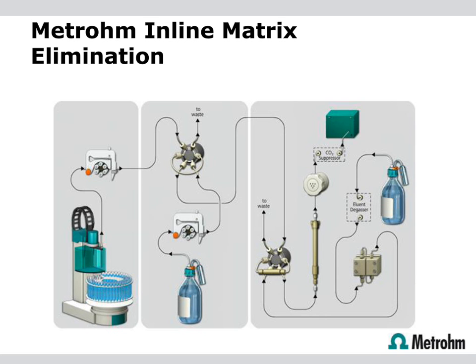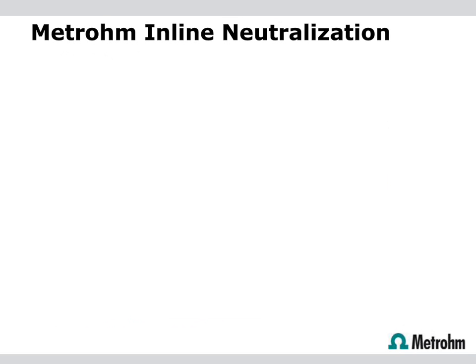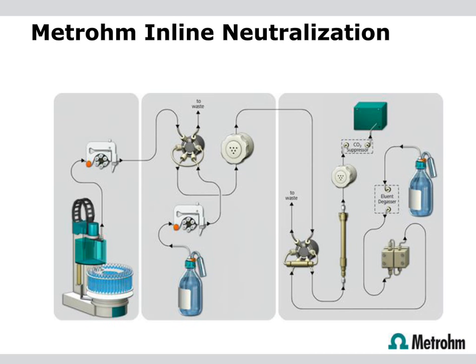So we have a slight modification to this technique, and this is called Metrohm Inline Neutralization. As you can see by this slide, it's actually very similar to the matrix elimination. We still have the injection valve and the transport solution, but what we've actually inserted is a neutralization module between the injection valve on the center segment and the pre-concentrator on the right-hand segment. Again, we use the auto sampler to load up the sample loop. We then flick the sample loop and transport that sample through the matrix elimination module to the pre-concentrator.